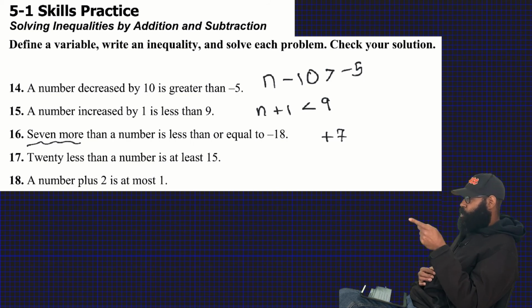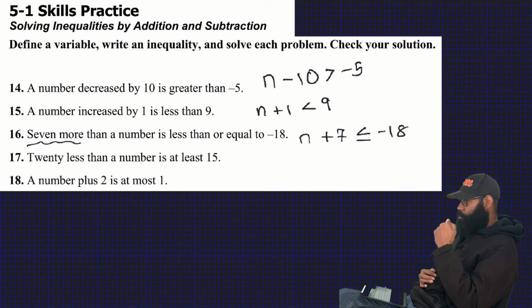So a number increased by 1 is less than 9. We got that in. 7 more. I like to point out, write the operation first. So add 7. 7 more. Then a number. So I use n to define the variable. Is less than or equal to.